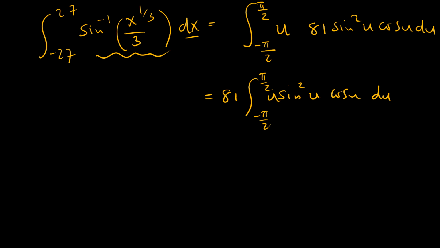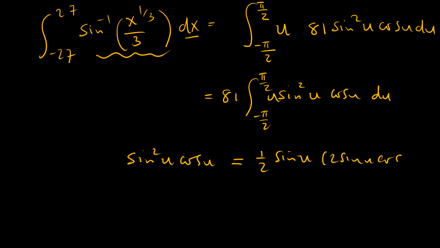Okay, so sine squared u cosine u is equal to a half sine u times 2 sine u cosine u. This part becomes sine 2u. This becomes a half sine u sine 2u.